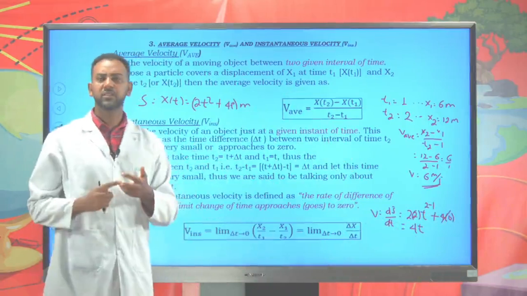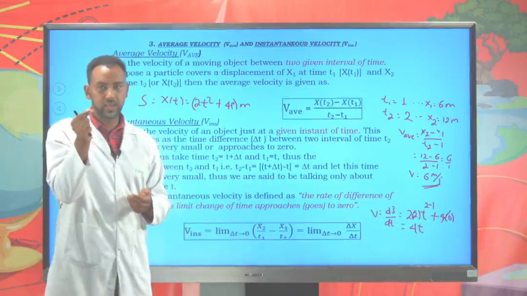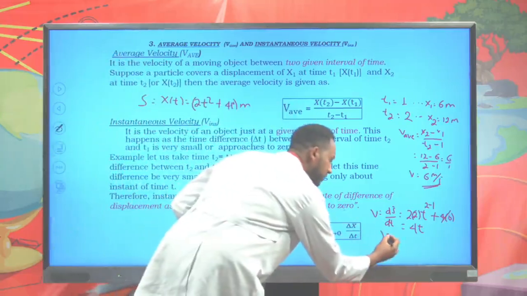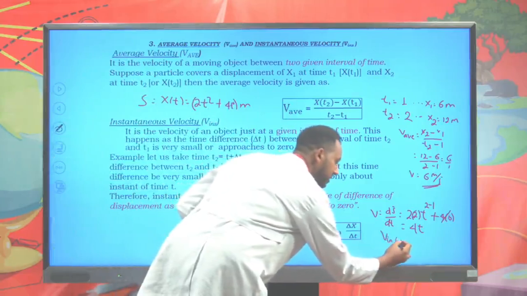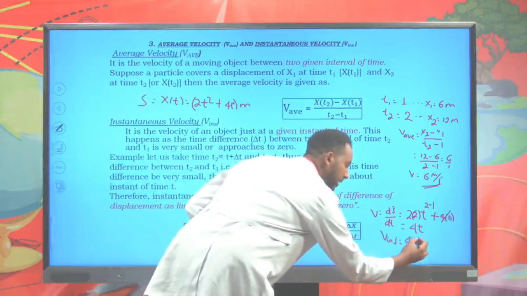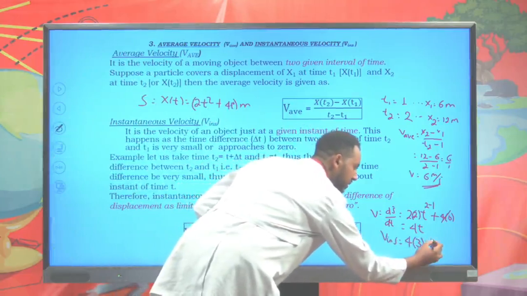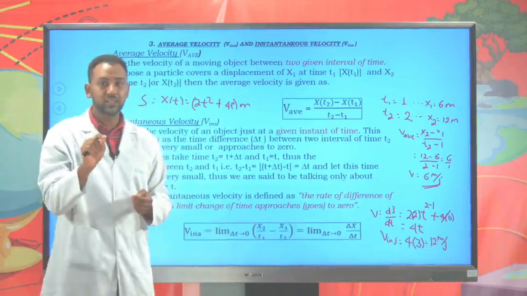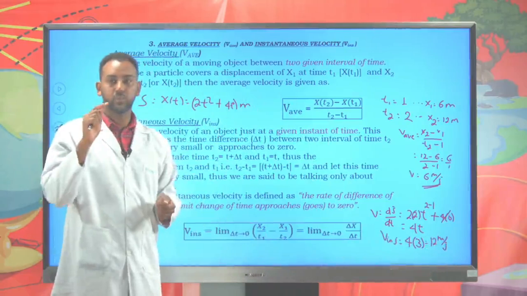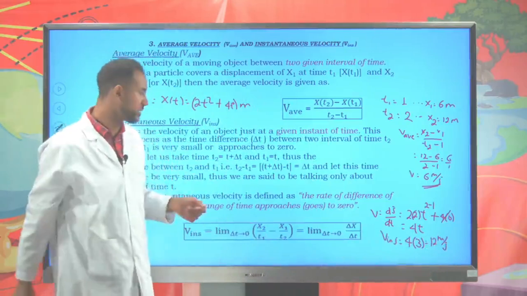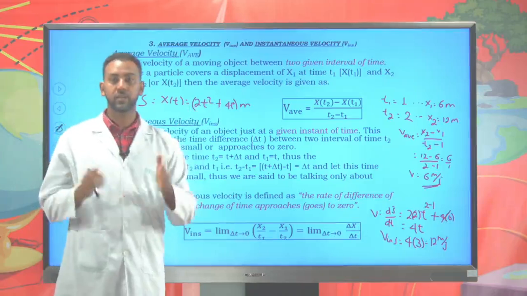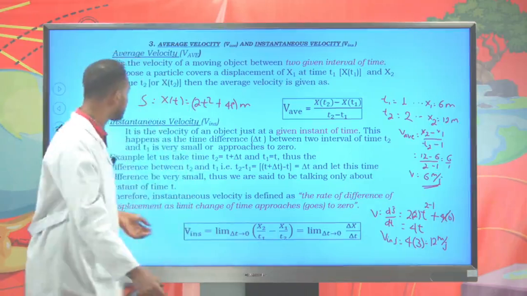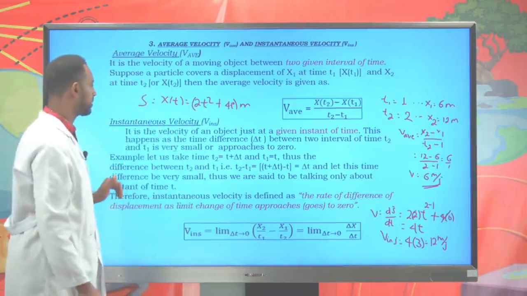Then we are asked to find the instantaneous velocity at a given instant of time. Suppose the time is 3 seconds. Therefore, the instantaneous velocity at 3 seconds means we put 4 times 3 seconds. This gives us 12 meter per second. 12 meter per second is the instantaneous velocity of this particle at a single instant, and that instant is 3 seconds. Whenever you are asked to find average velocity, it should be the average velocity between two time intervals. So these are the two important terminologies.